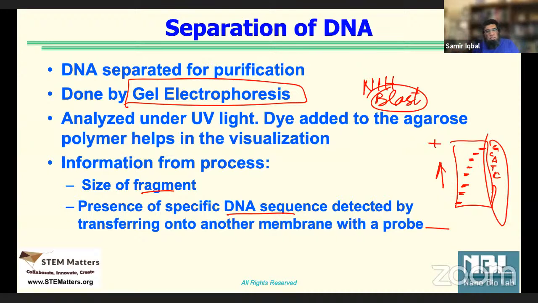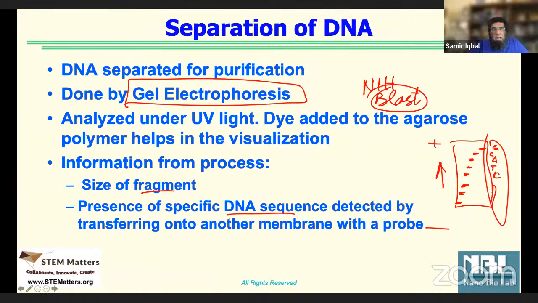But we also use this to sequence DNA, which would mean that we would cut DNA into smaller fragments, some smaller, some larger, depending on whether we are doing sequencing or purification. In purification, we don't want to cleave. We just want to get different lengths of DNA molecules separated out. Once they separate out, we add a dye, and that tells us the band wherever it appears. This picture is shown on the right.